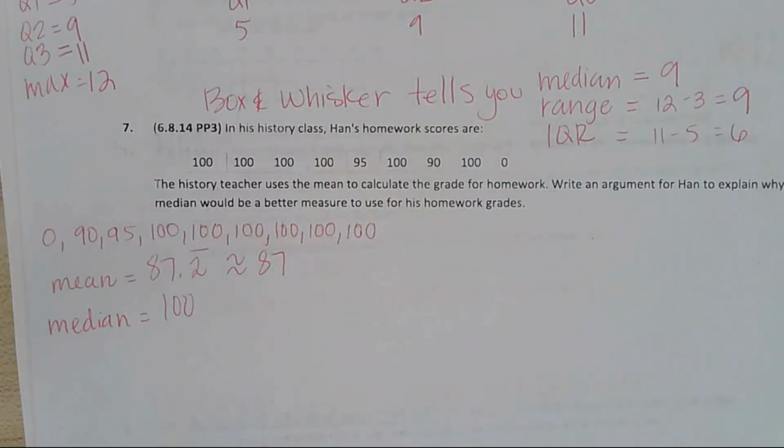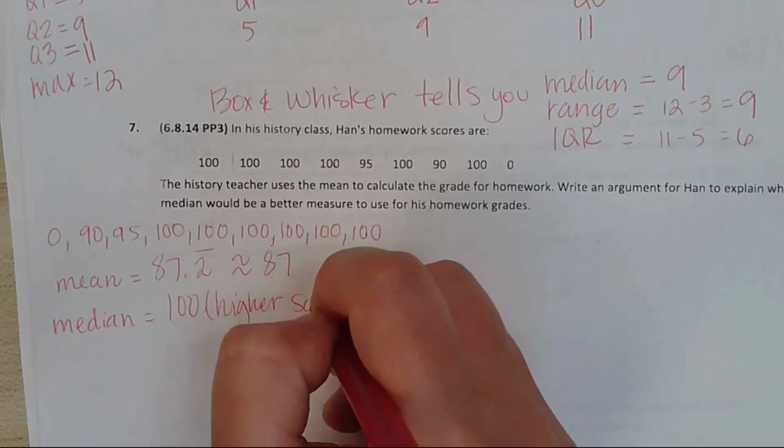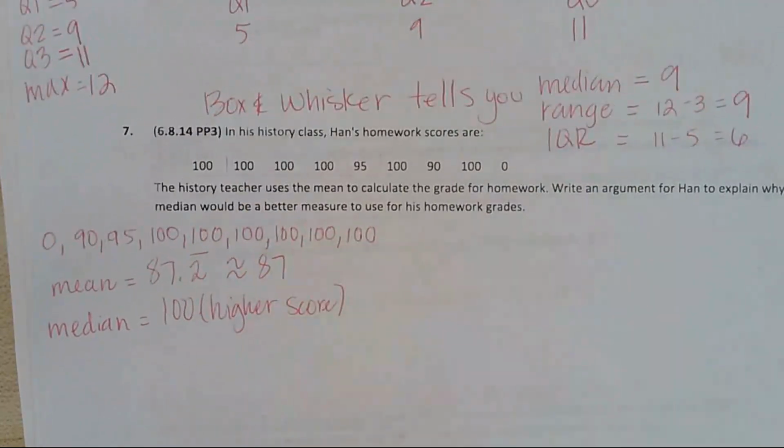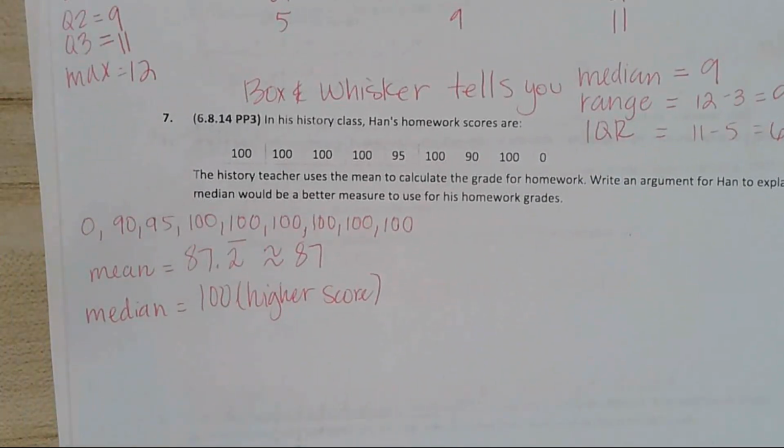Write an argument for Han to explain why the median would be a better measure to use for homework. Why is the median better? It gives you a what? Higher score. It's a higher what? Score. Do I need you to write an argument? No, we worked it out. I already know y'all like to argue. It's all right. I already know. Just justify that it's a higher what? Score.